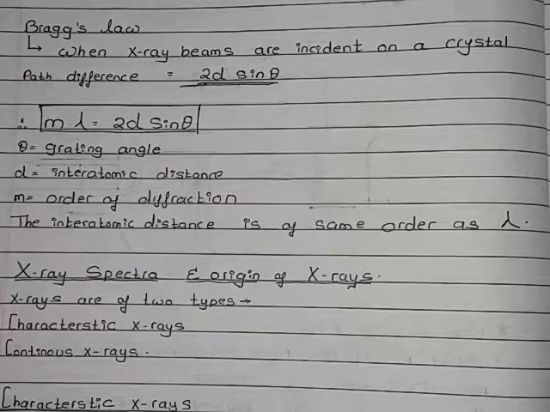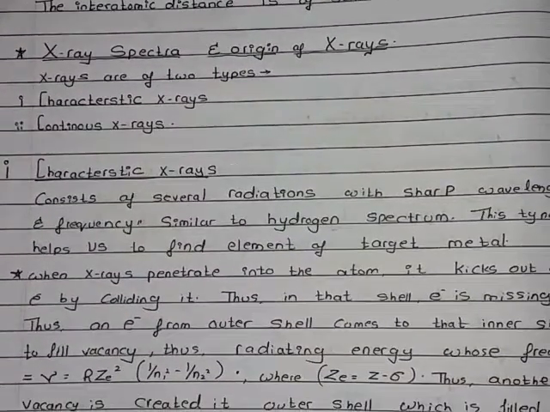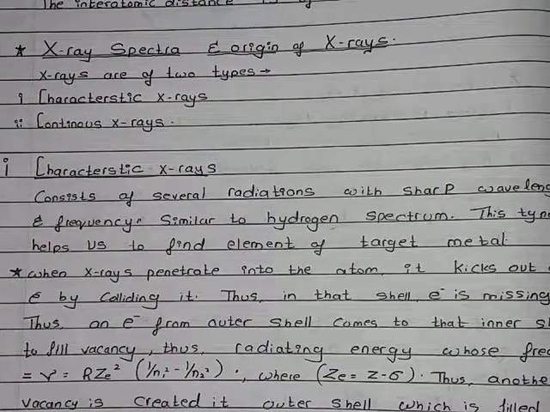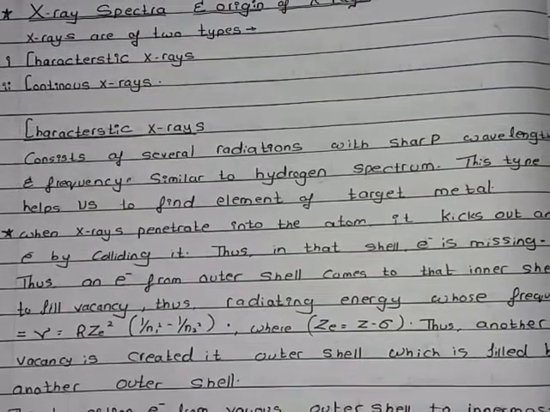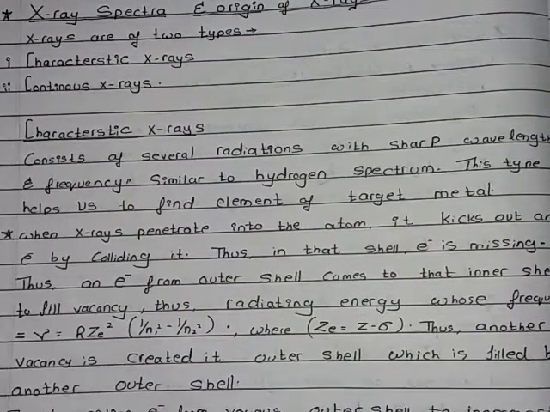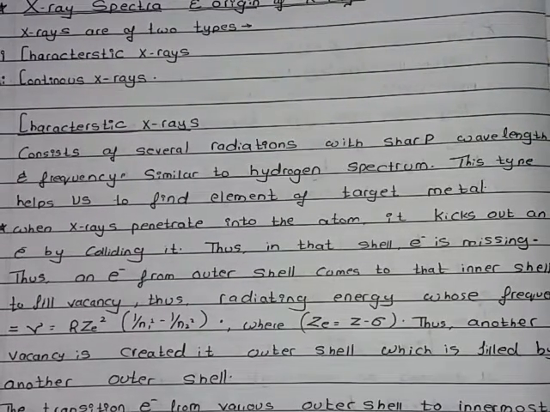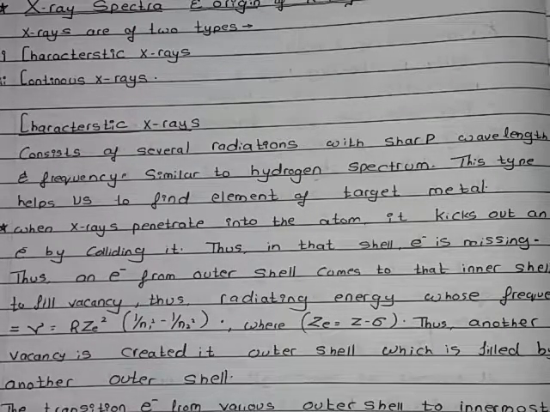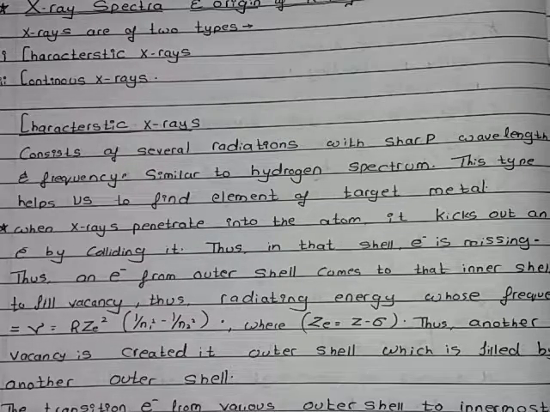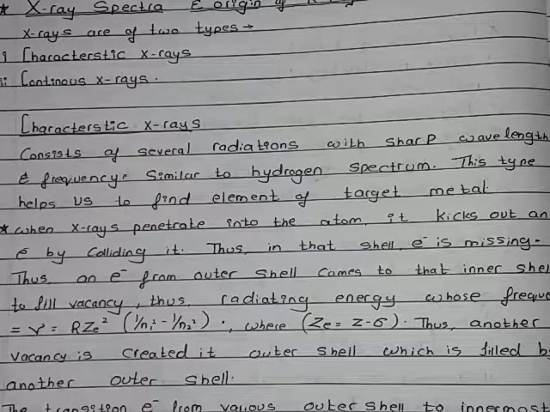Now X-ray spectra and origin of X-rays. This again includes the series, the K series, L series and all that. X-rays are of two types, characteristic X-rays and continuous X-rays. What are characteristic X-rays? They consist of several radiations with sharp wavelength and frequency. I'll show you the graph afterwards. Similar to the hydrogen spectrum, this type helps us find the element of the target metal.